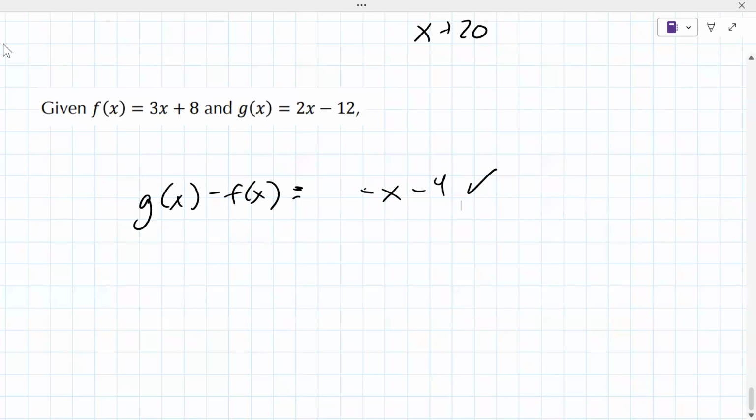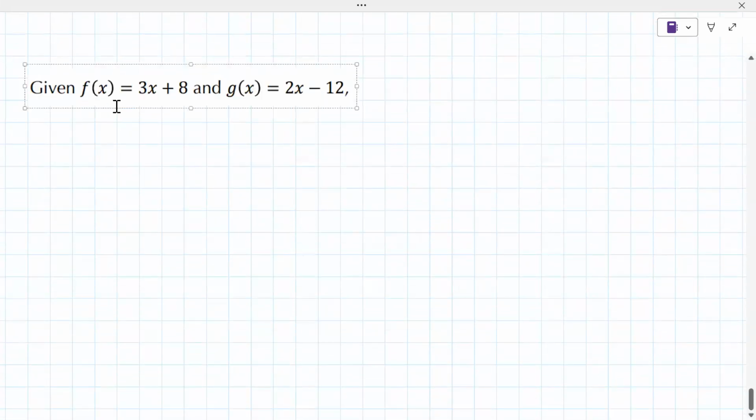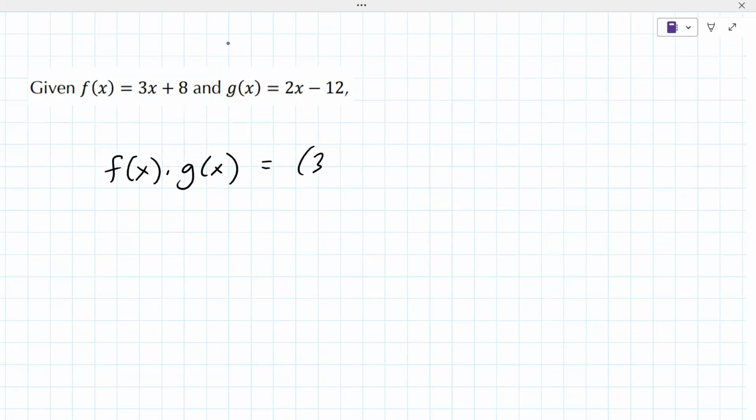Okay, so then the next one that you might see is where it says f of x times g of x. And this time they're in parentheses like this because you're multiplying the whole thing. You're treating them as an entity. Do you remember how to simplify something like this? Two binomials multiplied times each other?